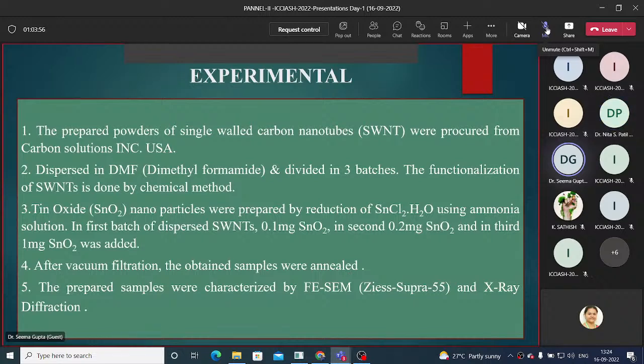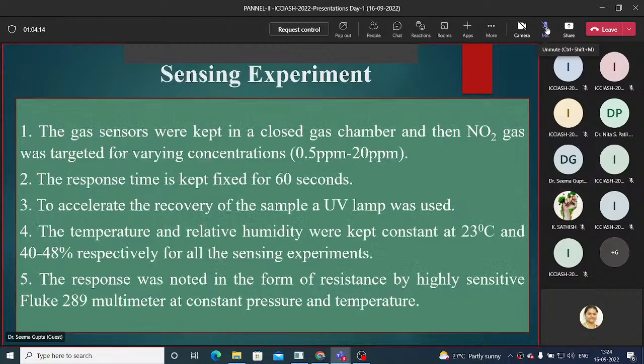Tin oxide nanoparticles were prepared by reduction of tin chloride, and they were divided into 3 batches to which 0.1 milligram, 0.2 milligram and 1 milligram tin oxide was respectively added. After vacuum filtration, the obtained samples were annealed and they were then characterized by FE-SEM and X-ray diffraction.